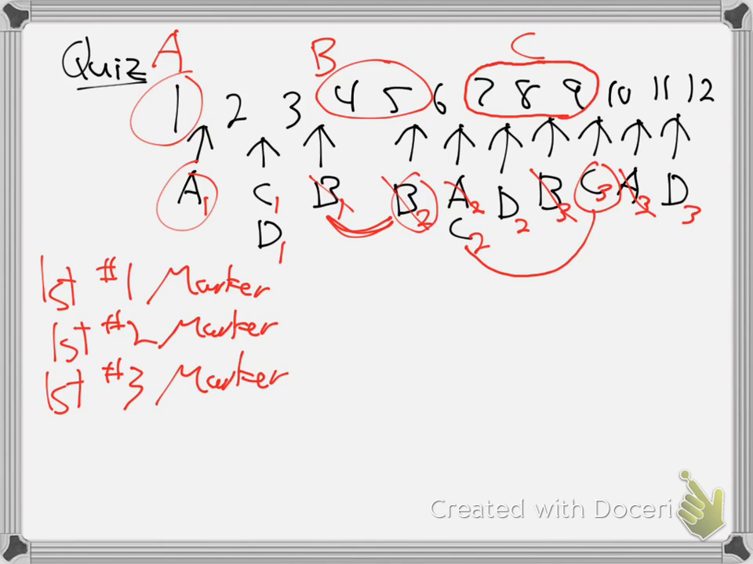Finally, we've only got the last one, go right. On the last, the only letter left is D. Where's D's last marker here? Go right. That goes to D. Last one we go right.